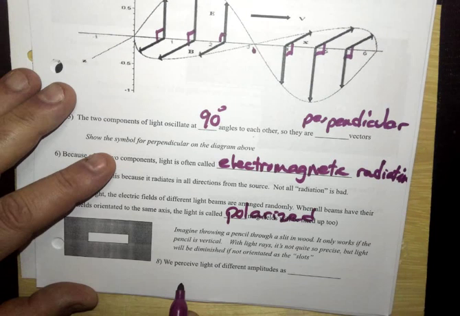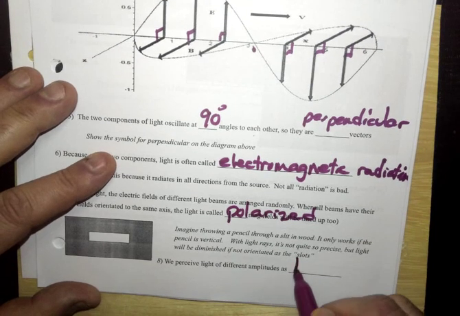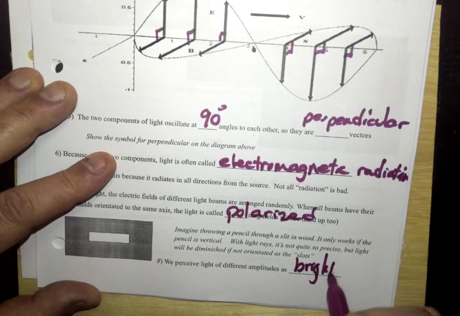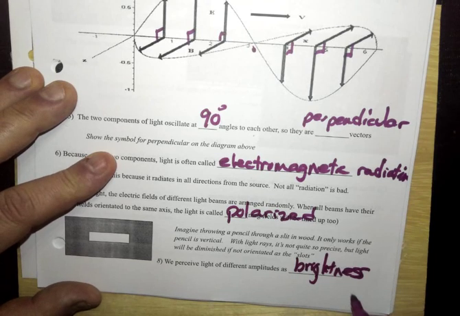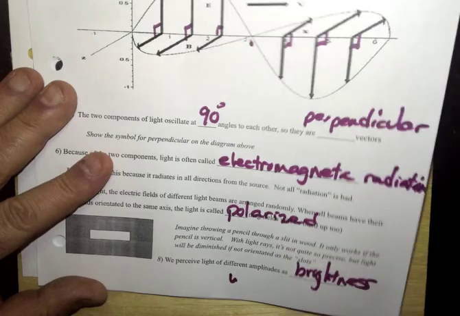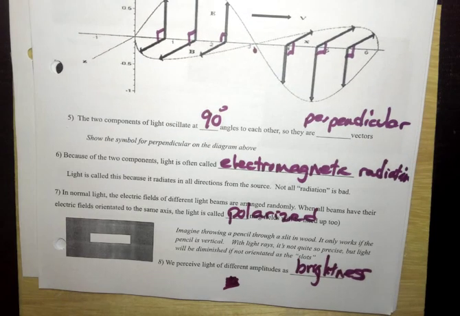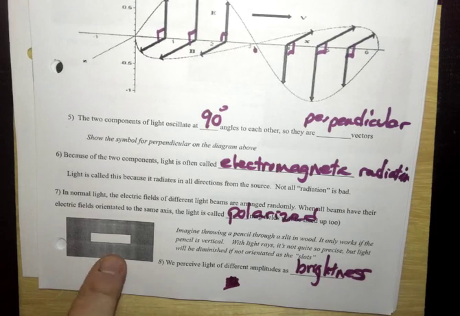We perceive light of different amplitudes as brightness, just like loudness with our sound waves. And we perceive light with different wavelengths. We'll talk about different wavelengths on the next page another day. But we're going to stop there and we're going to play a game with this right here.